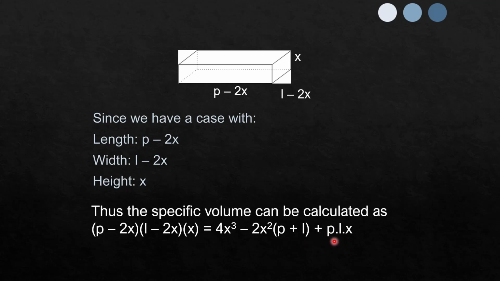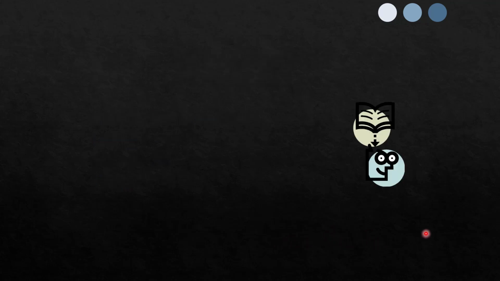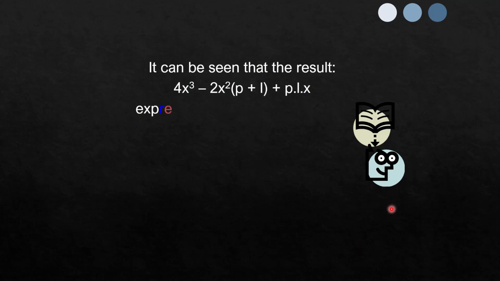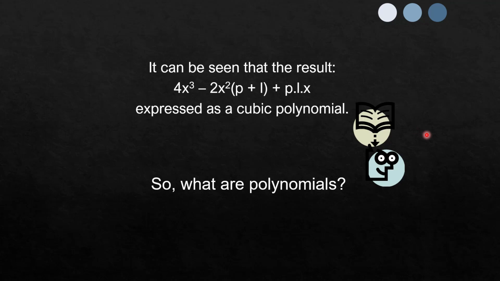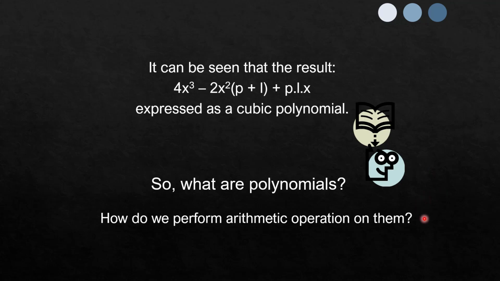And we can see here this is a cubic equation. The result is 4x cubed minus 2x squared times P plus L plus PLx. This is a cubic polynomial with degree 3. So, after seeing that example, do you know what polynomials are? And then how do we perform arithmetic operations on them, especially the division operation?